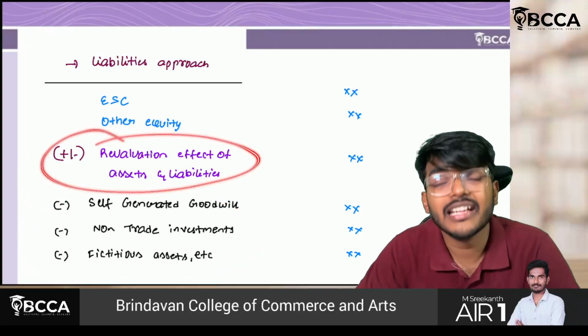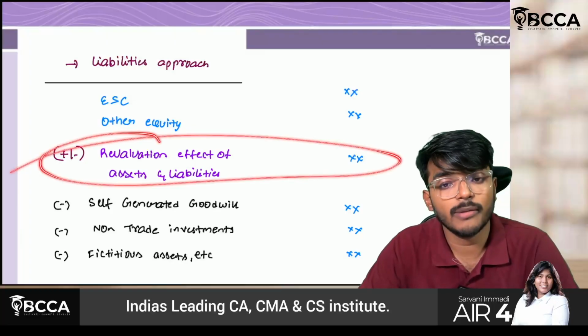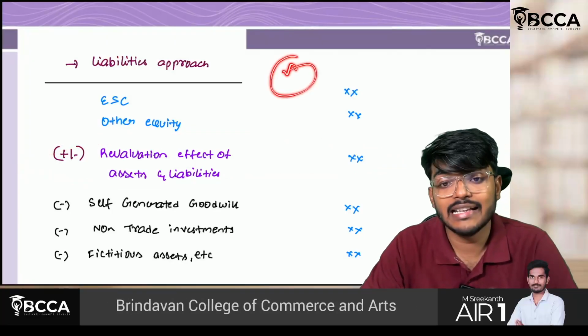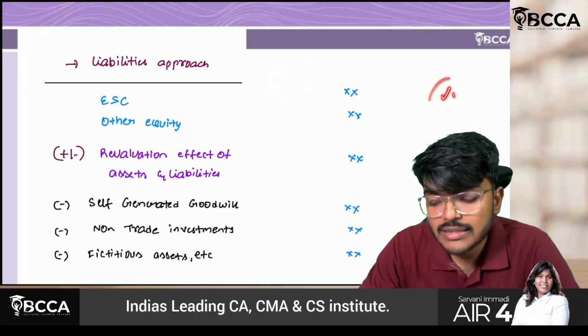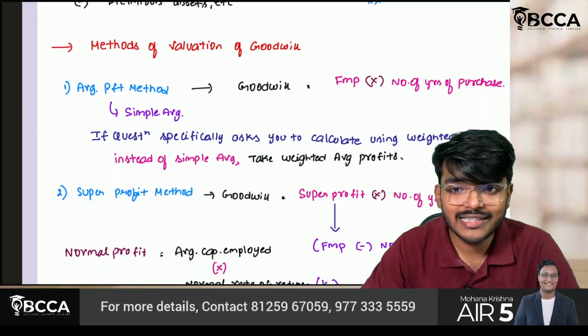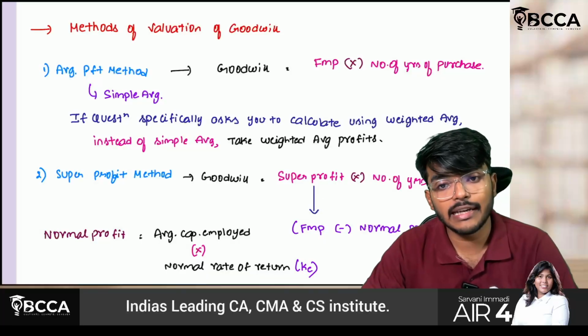And one more thing, if there is any revaluation effect of assets and liabilities given in the question, we will make an adjustment for this also. But our preference is that we will calculate net assets and capital employed from the first approach only. I hope you have revised it till here. Please confirm, and if you have any doubts, you can ask me.